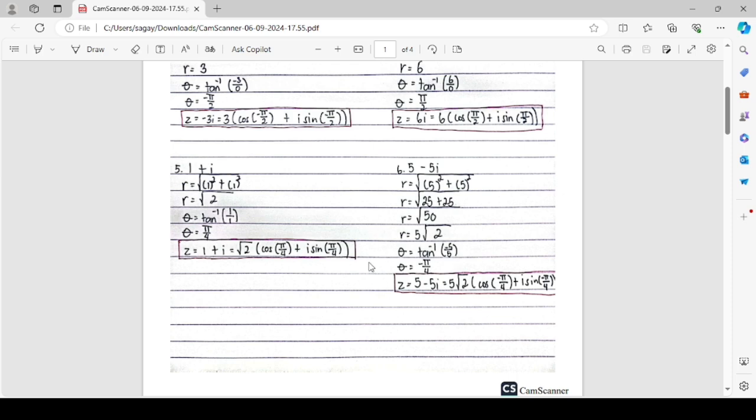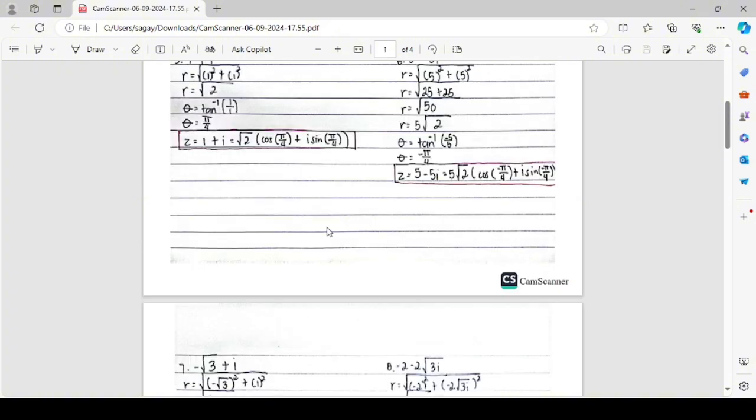Then the final answer on number 6 is z is equal to 5 minus 5i is equal to 5 square root of 2 cosine negative pi over 4 plus i sine negative pi over 4. Moving on to number 7.